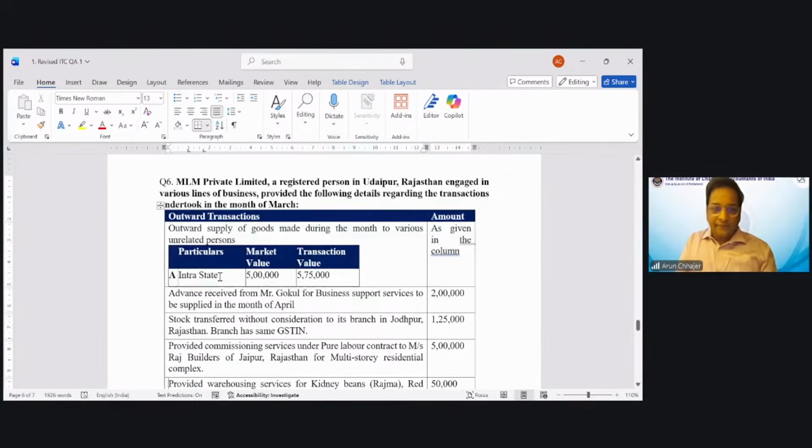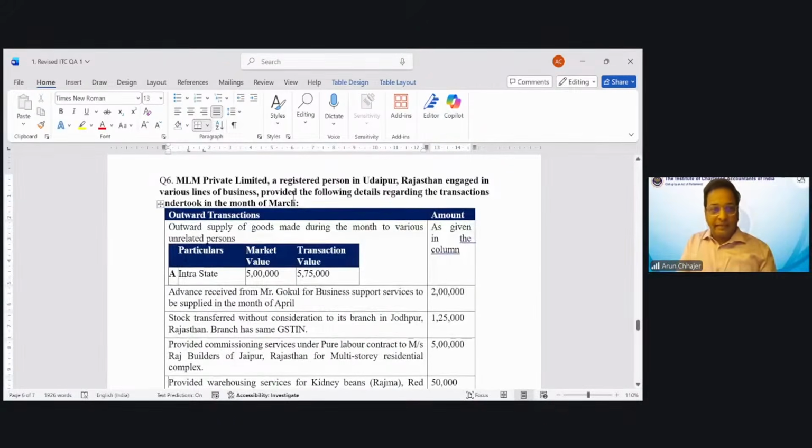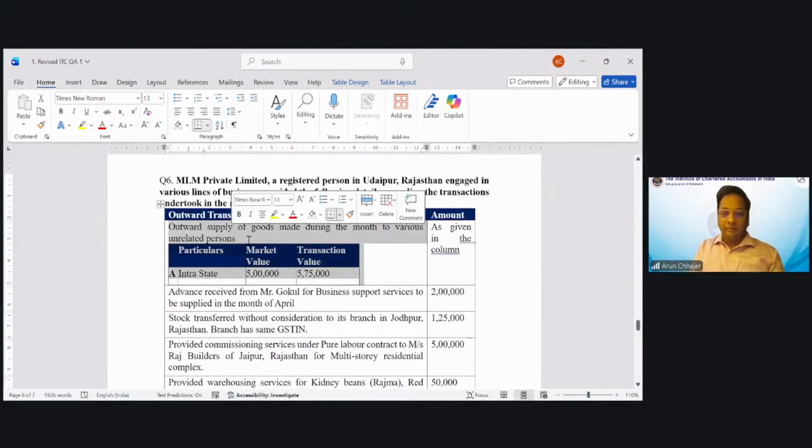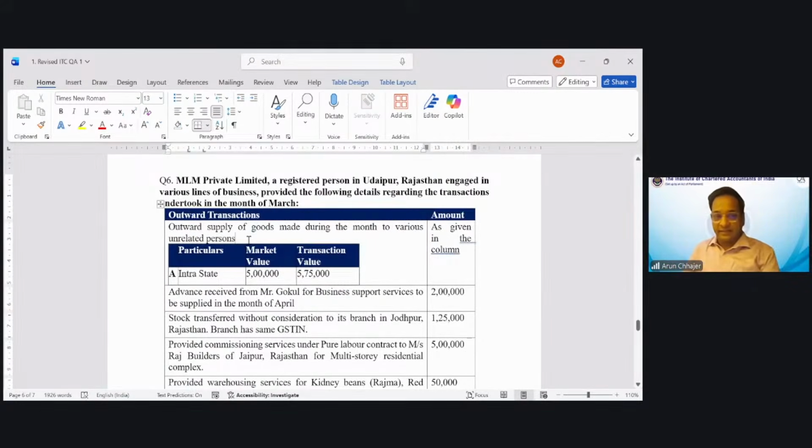Now tell me, MLM Private Limited, a registered person in Udaipur, has various lines of business, provided in the following detail. Outward supply of goods made during the month to various unrelated customers. It is an intrastate supply of 5 lakh, transaction value 5,75,000. Now tell me, what will be the value? Will you pay the GST on 5 lakh or will you pay the GST on 5 lakh 75,000?